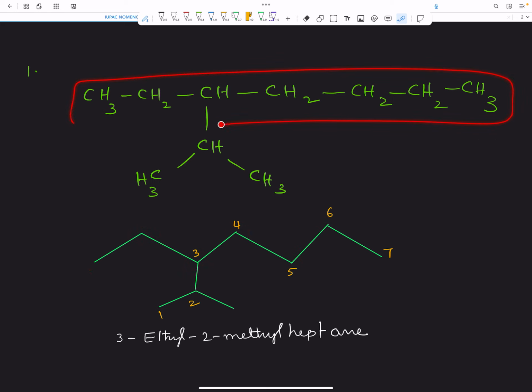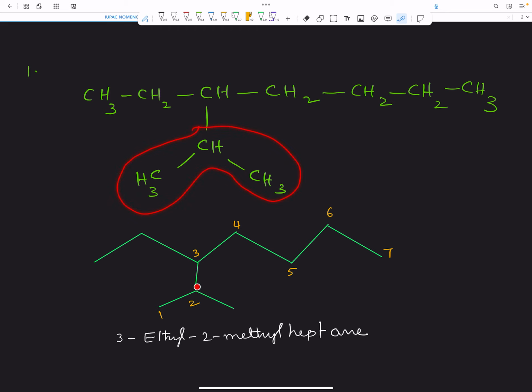Suppose here there are a total of 7 carbons, therefore 1, 2, 3, 4, 5, 6, 7 carbons. Here I have 3 carbons, so I have used 3 carbons. Please do practice taking some random molecules of various alkanes and try to transform the structural formula into bond line notation.